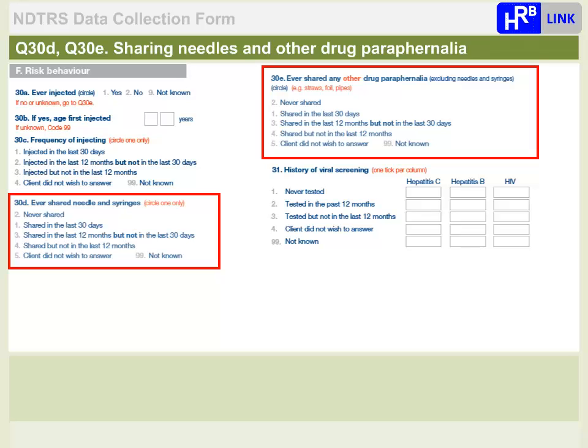Shared in the past 30 days, shared in the past 12 months but not in the past 30 days, shared but not in the past 12 months. In both cases, select 99 if the answer is unknown.